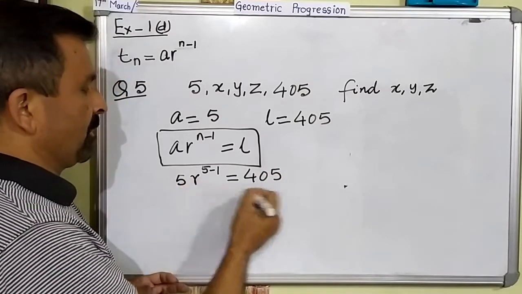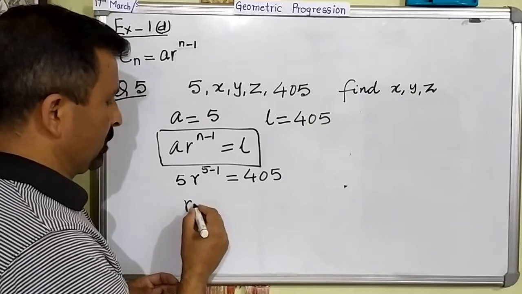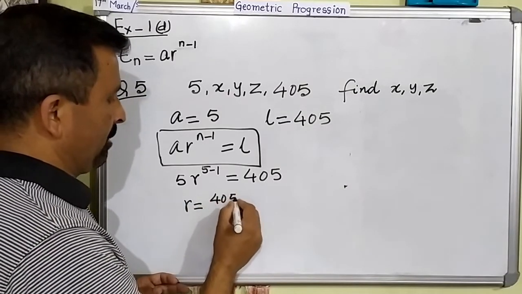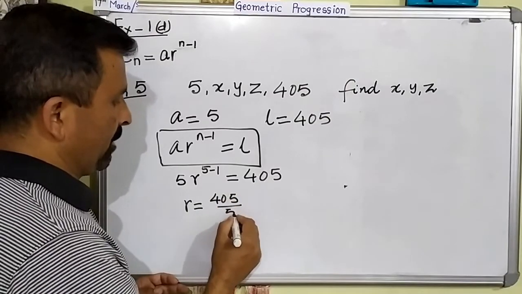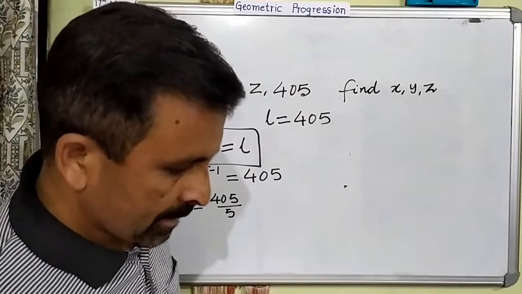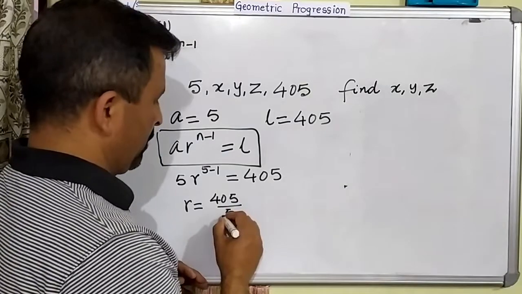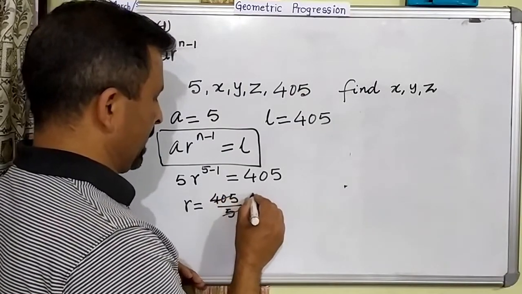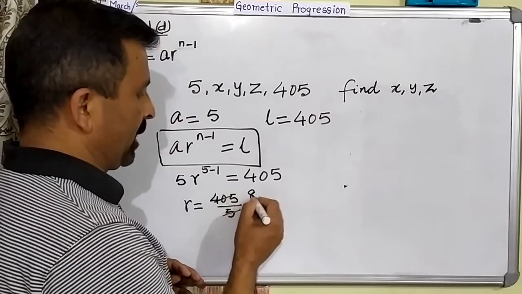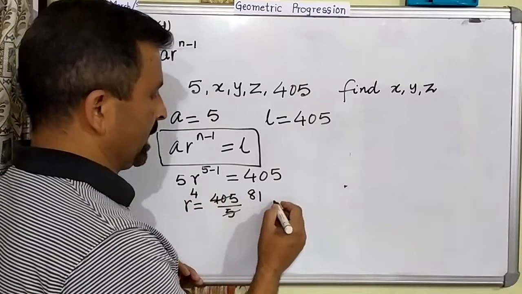Now this 5 will go to the other side. So r to the power 4 is equal to 405 divided by 5. Is it very clear? 5 times 8 is 40 and 5 times 1 is 5. So r to the power 4 is equal to 81.